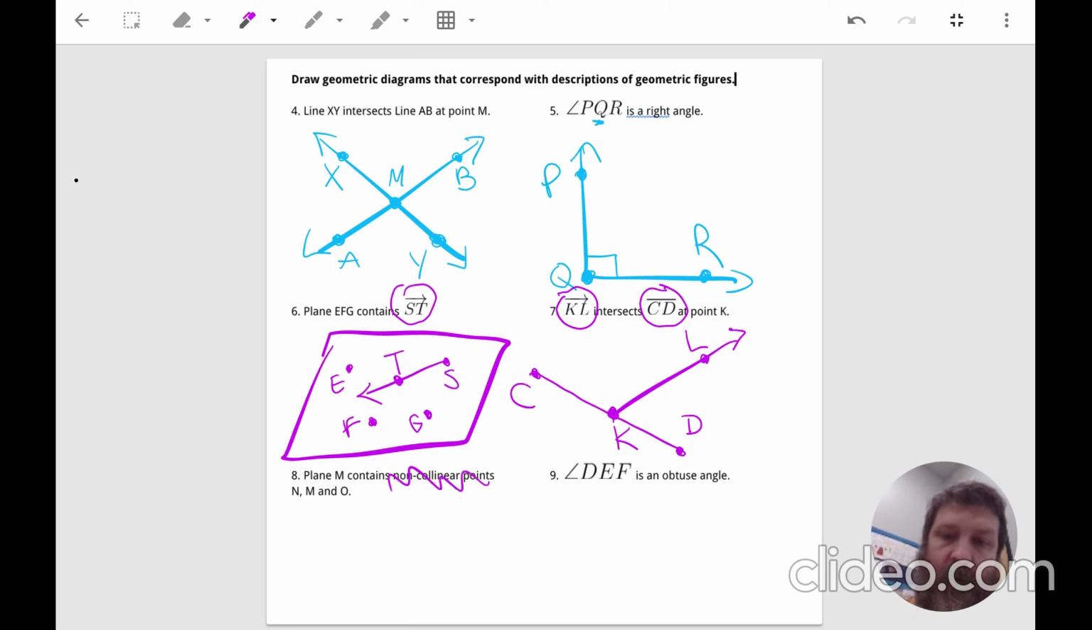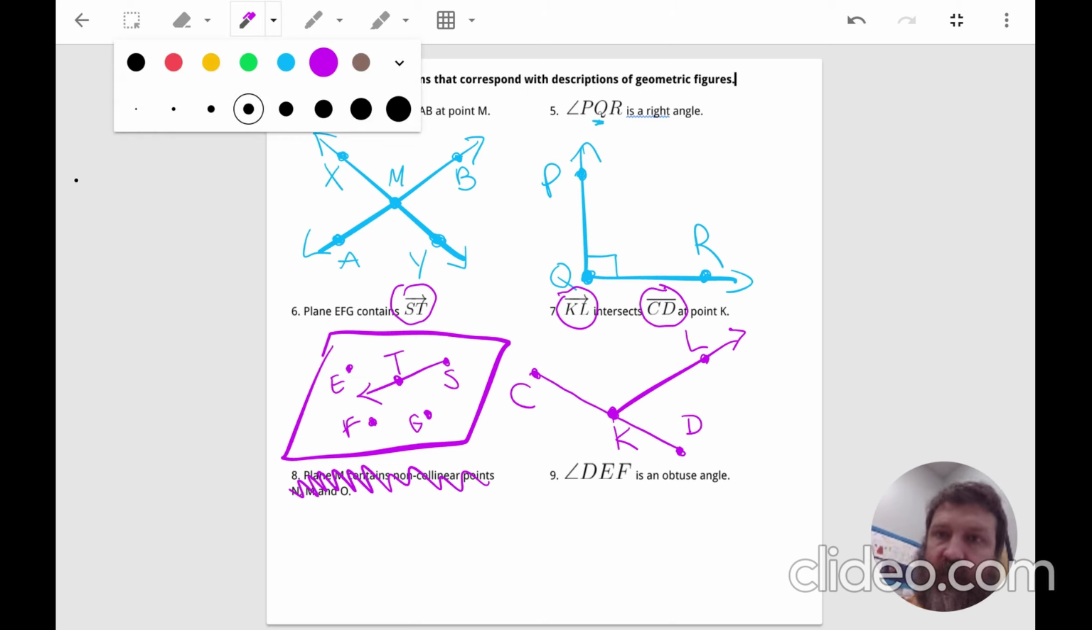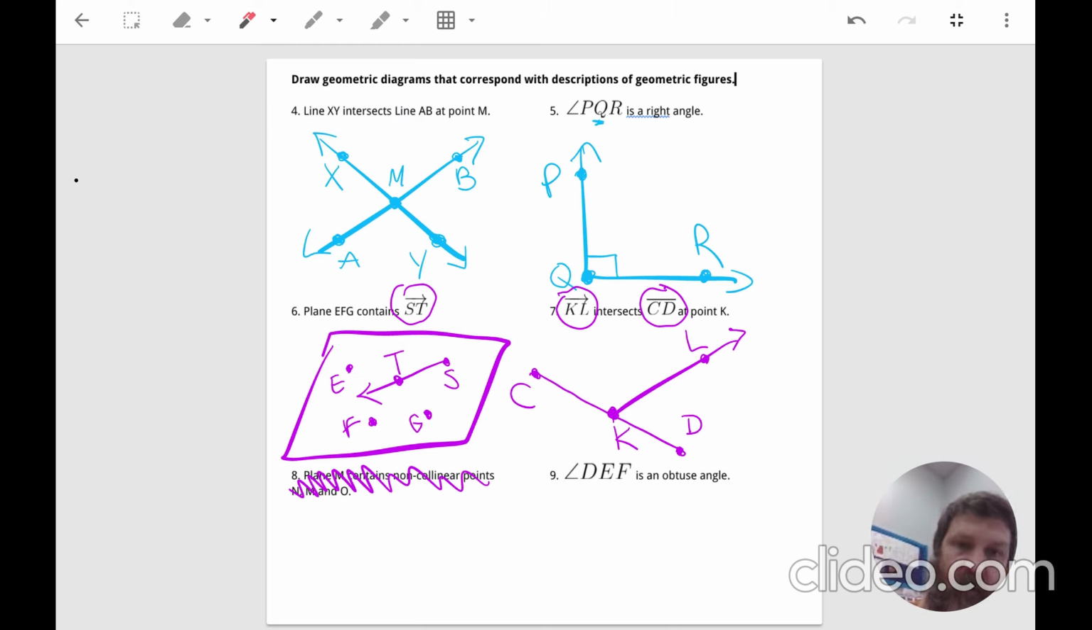You're actually going to skip number 8. So I made a mistake in that problem. You're not responsible for that on the test. At the bottom of the page, you're just doing another angle like you did in number 5, except this time it needs to be an obtuse angle, and it needs to be angle DEF. Remember the E is the vertex, so make sure the vertex is labeled as point E. I'll let you finish that one on your own.